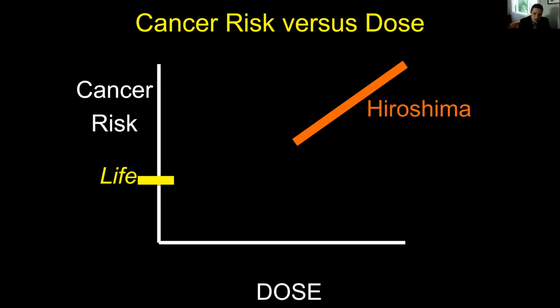High dose, high cancer risk, all from Hiroshima data. So it's this orange line way out up high on the graph. But the thing is, CT doses are down here. They're really low. Compared to Hiroshima, they're really low. So what does that mean?